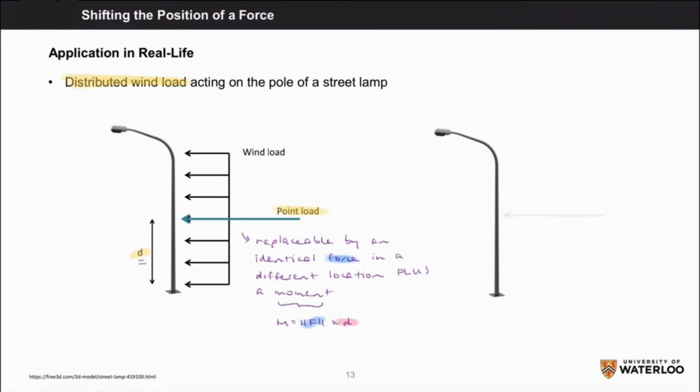So on the diagram to the right, I'll move this point load down to the base of the lamp and add a moment. This is exactly the same method we used in the second approach in the example, and you can use this method as long as there are multiple forces acting on the rigid body and the forces of interest all act externally.